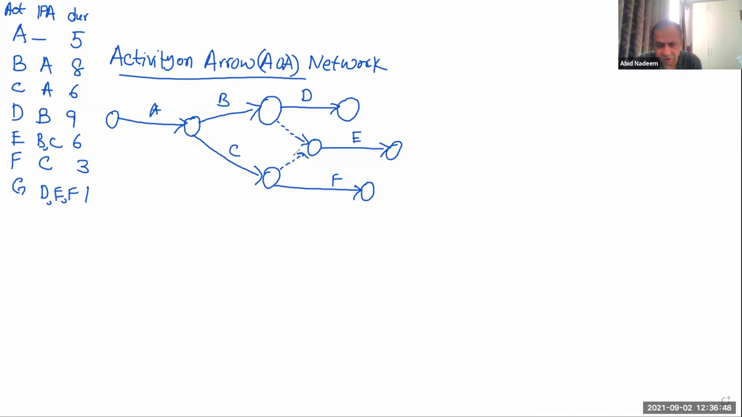Yes, we can. You can try it, but I think it will be difficult to maintain the logic over here, because if I just start it from here, then E will have C and B. But in that case, because this dummy activity will then connect with E as well, F will also have B and C as the preceding activities. So it will be difficult to maintain the logic in this case.